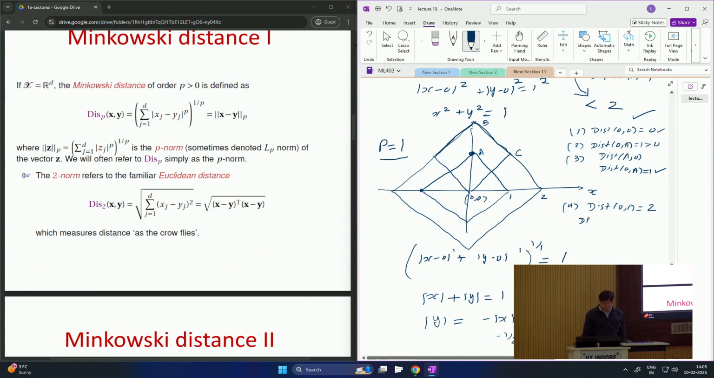Now if you do distance of 0 to A, that is 1, plus distance of A to C, that is 1. So these two distances are equal. So the triangle inequality is satisfied. So again, P equal to 2 is a distance metric and P is equal to 1 is also a distance metric. Can everybody understand?